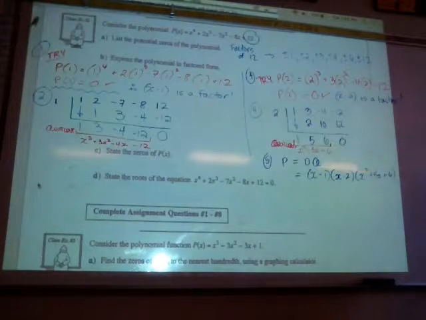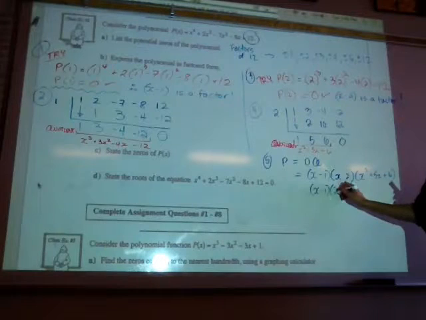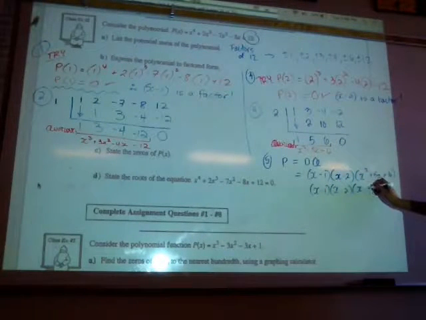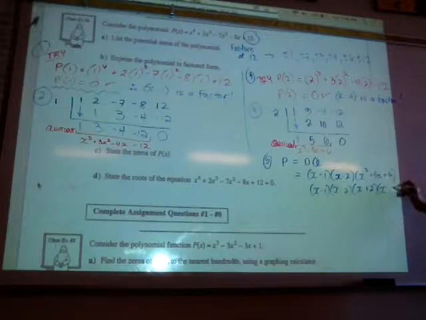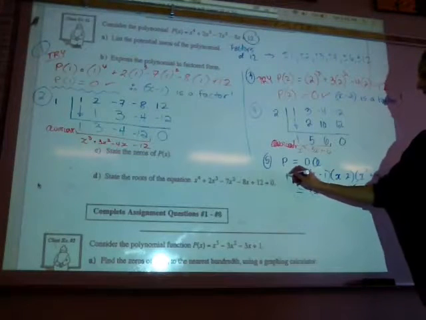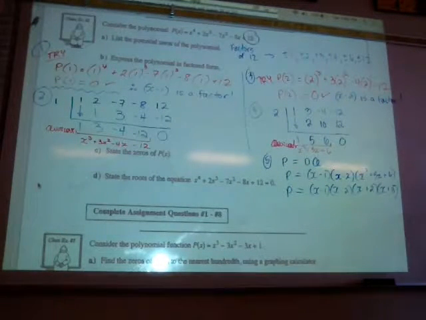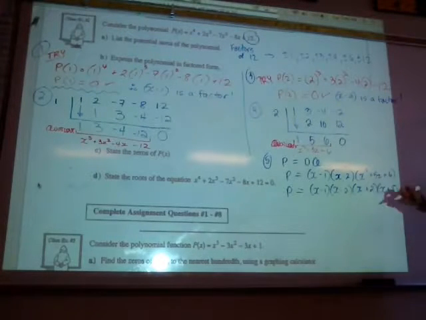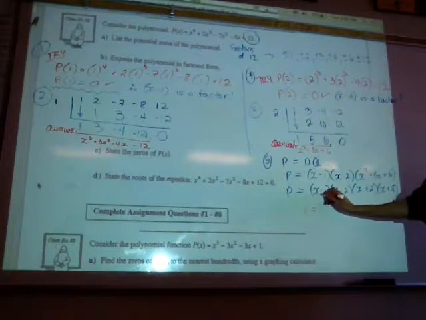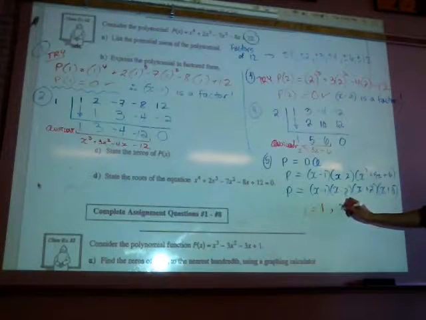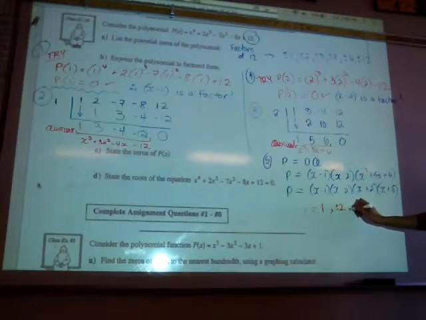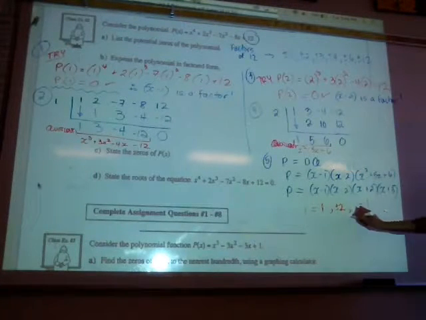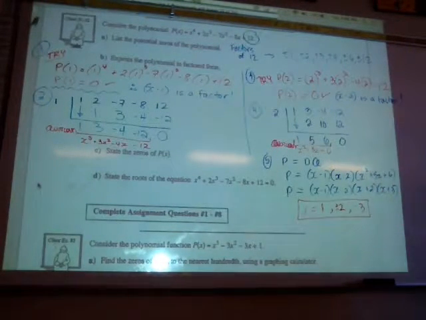Can we factor it? We get x minus 1, x minus 2, x plus 2, and x plus 3, sorry. So from the list of our factors, we need to state our zeros, and in other words, our roots. Okay, so from the first factor, x is 1, then 2, so we have positive 1, positive 2, negative 2, and negative 3. Okay, those are our roots and our zeros.